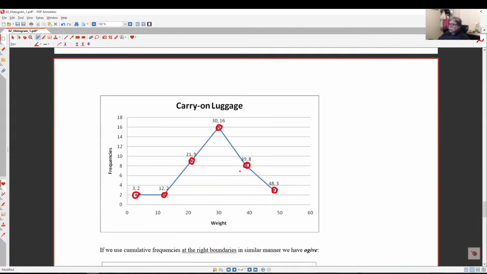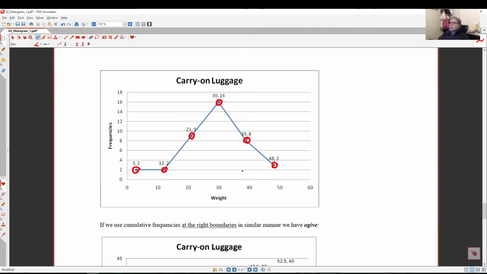Once you connect that, this is called a frequency polygon. Okay, this will give you an outline of the histogram, and it gives you again the idea that you have a unimodal skewed to the left histogram.